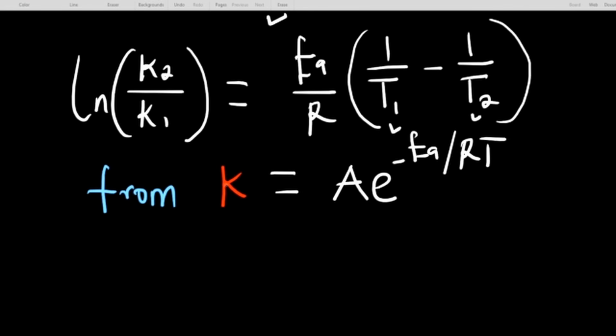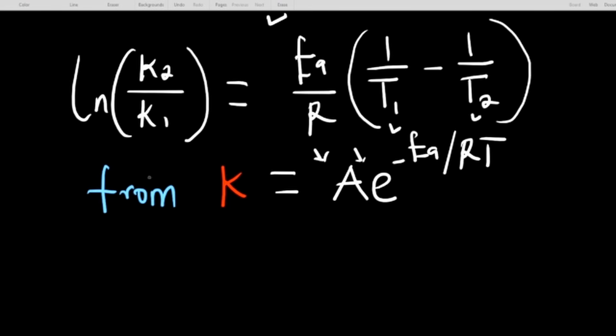We've got k equals A. This A is simply the pre-exponential factor. It's related to the collision frequency and orientation of molecules in a chemical reaction. And e is Euler's number, and this is raised to the power of negative Ea, where Ea is the activation energy, divided by R. R is the ideal gas constant, multiplied by T, which is the temperature in Kelvin.